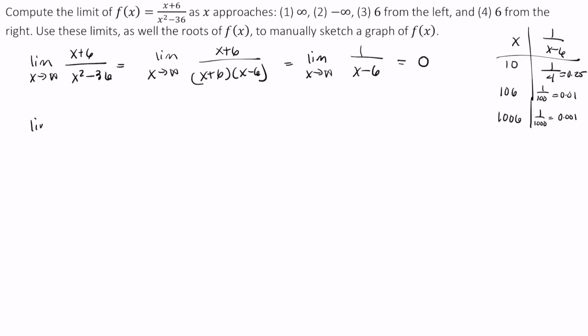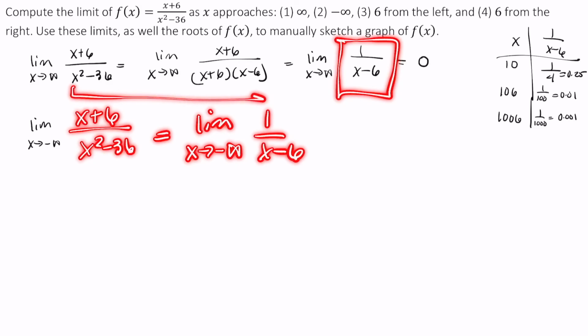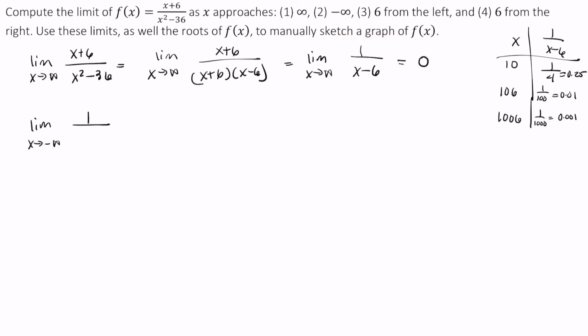Okay, now let's evaluate the limit as x approaches negative infinity of this same function. To save space, I'm going to jump straight to this step here, since we all know that I'm going to get to the limit as x approaches negative infinity of 1 over x minus 6. So I'm going to skip this busy work in the middle and just go ahead and write 1 over x minus 6. And now I know this is also going to approach 0, but now I want to double check, am I approaching 0 from above or below the x-axis?